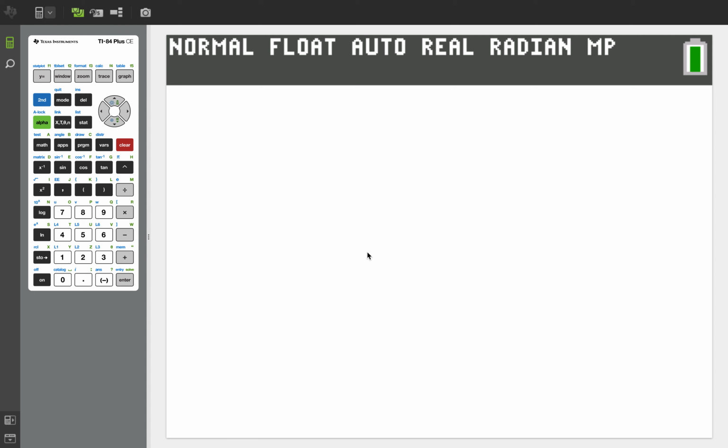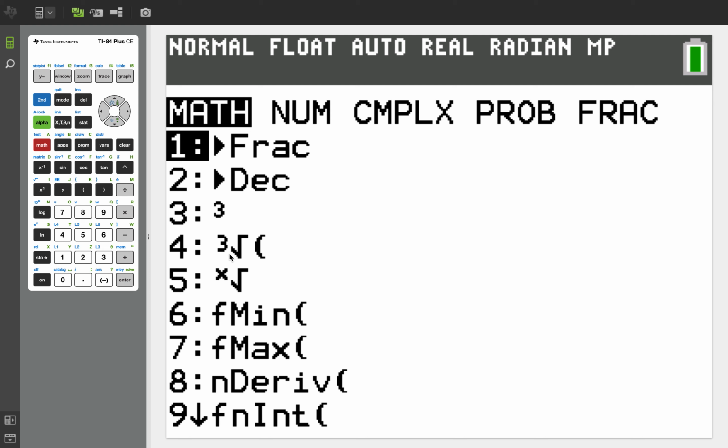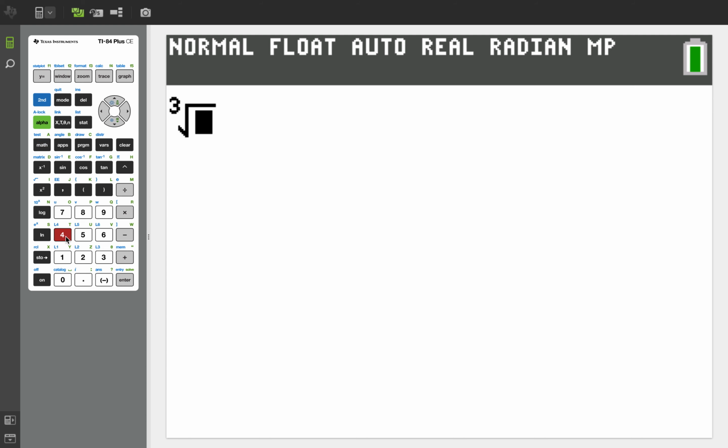Okay, so the first one on that sheet is the cube root. If you go to math, you're going to see a cube root is number 4. Number 5 is an nth root, so if you have the 4th root, 5th root, etc., but in this case we have the 3rd root, and that's where you'll find that key.